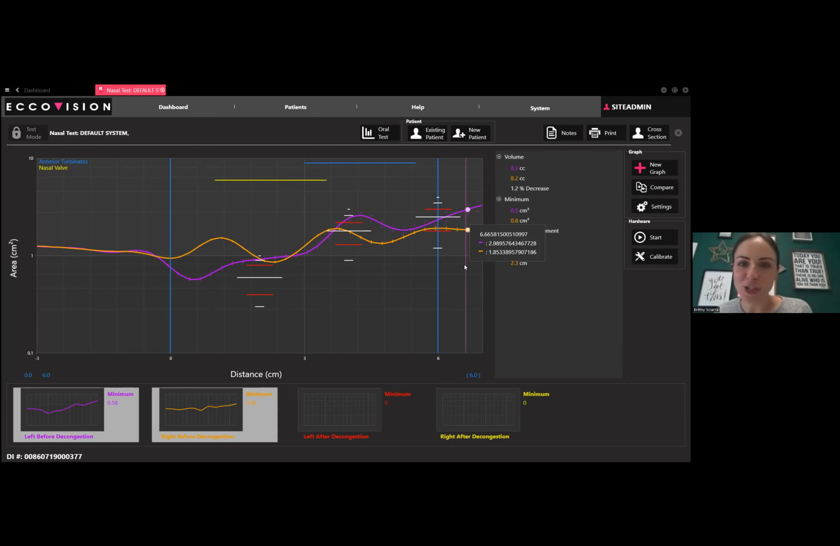And so that first blue line is what marker? The anterior turbinate. The blue line though. The zero. Blue. At zero. That's where the tip touches the nose. And then that first marker is going to be nasal valve.